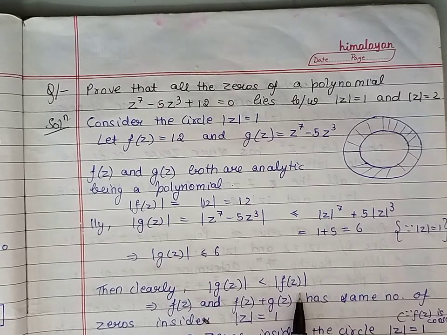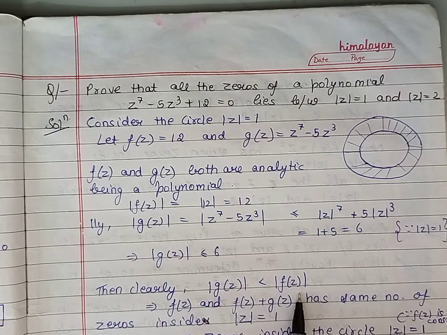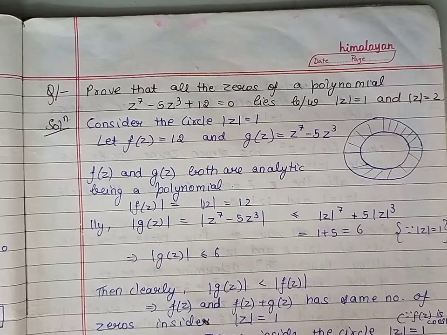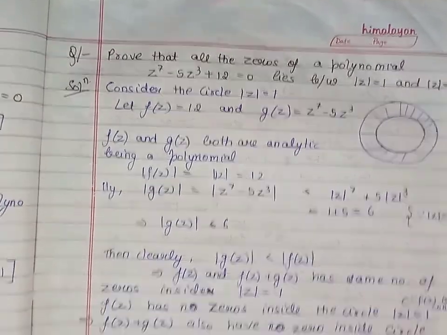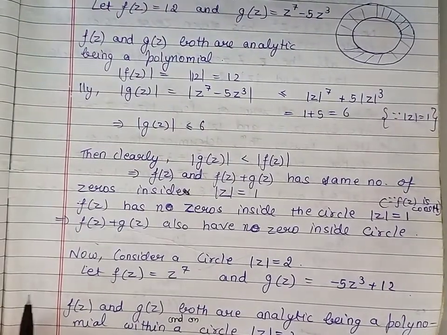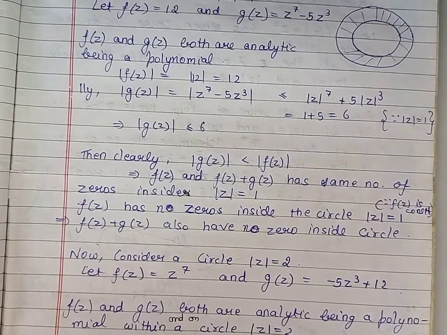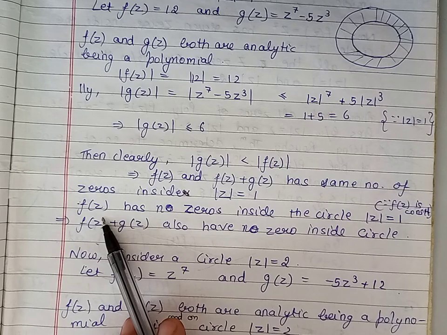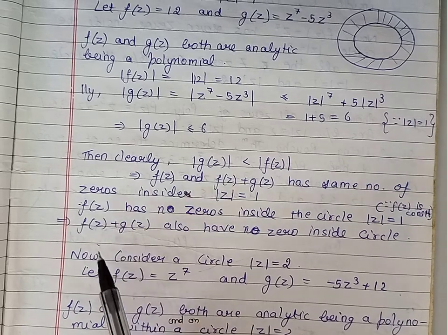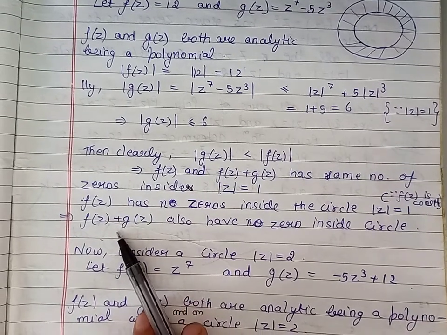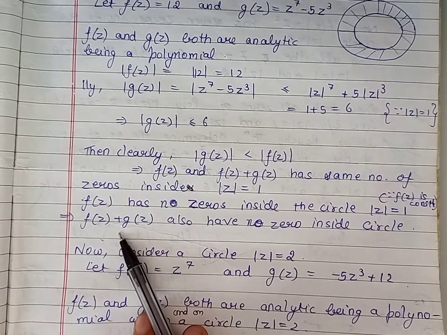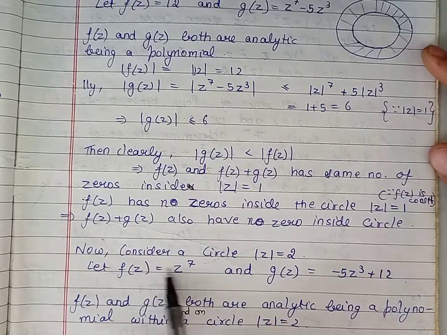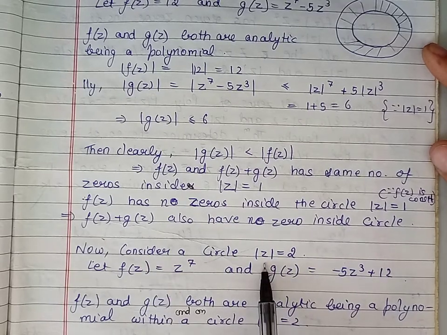So all the conditions of Rouche's theorem are satisfied. So we can say that the functions f and f plus g both have the same number of zeros inside |z| = 1. But function f has no zeros inside the unit circle because it is a constant function. So it means the function f plus g also has no zeros inside this circle. Now let us consider the second circle having the equation |z| = 2.